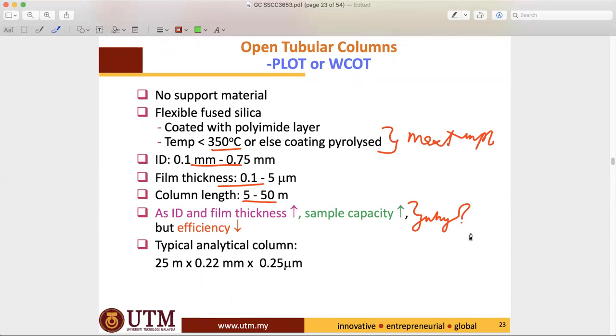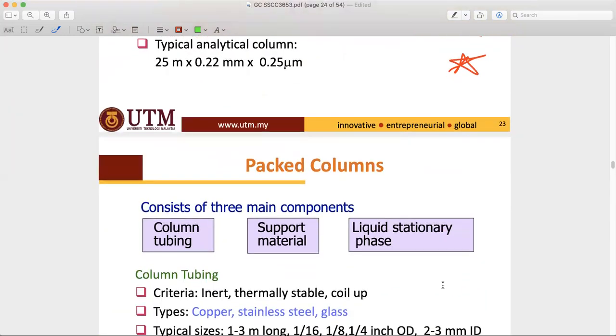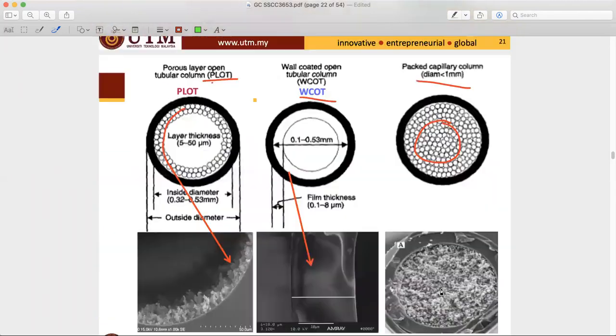Okay, this is the answer that I want for next week's class. You need to find out why the facts stated here are true. Why would you think that as internal diameter and film thickness increase, the sample capacity will also increase, but the efficiency will decrease for PLOT and WCOT? So you need to find out why. Okay, so this is an assignment for you.